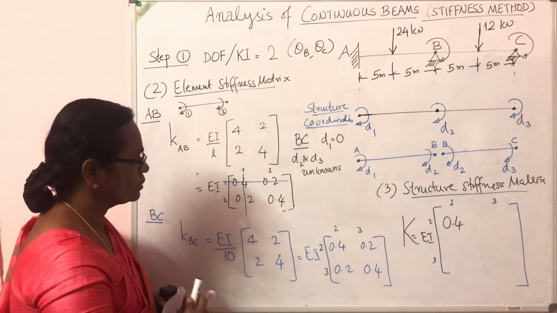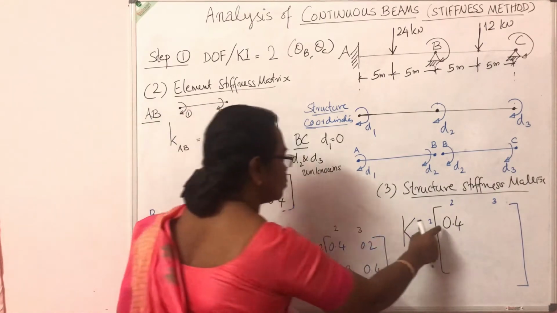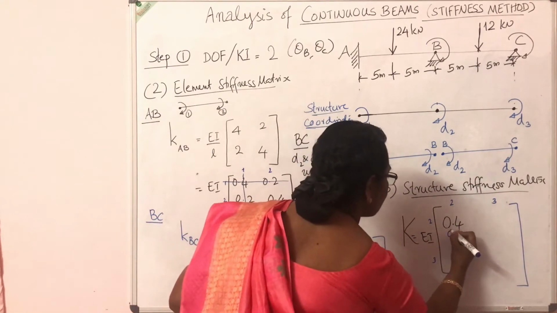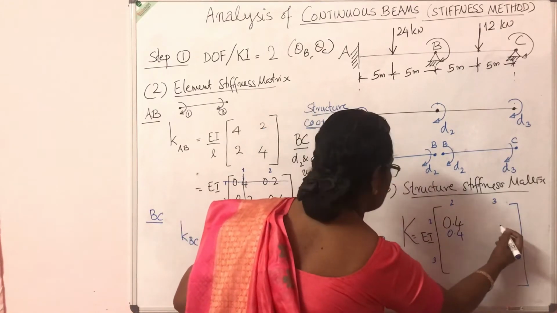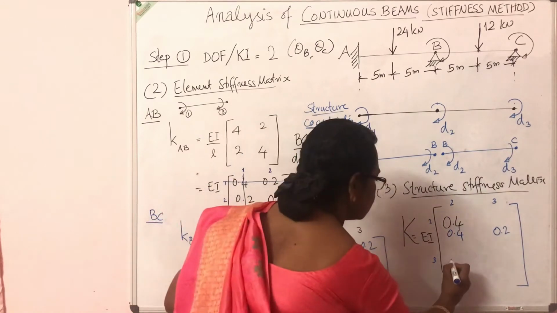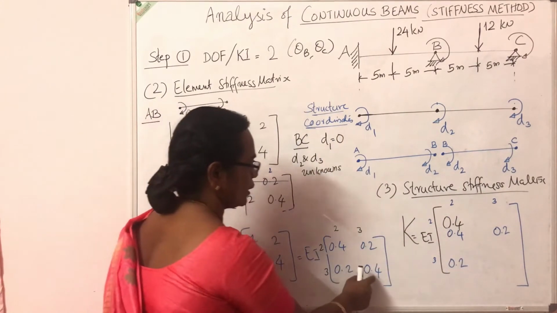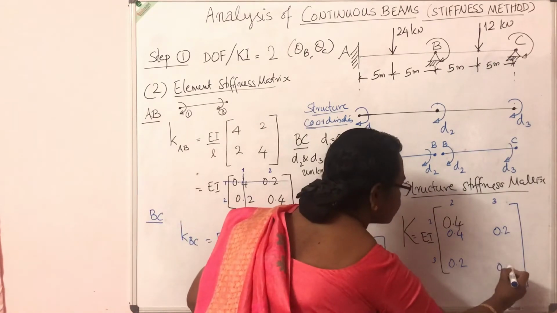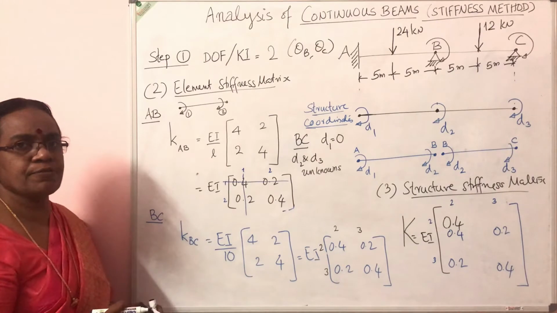From the second element, the start location is 2, 2. In location 2, 2, there is 0.4. Then to the right of it, 2, 3, it is 0.2. Then 3, 2, there is 0.2. And in 3, 3, it is 0.4. So you post all the elements from the element stiffness matrix.